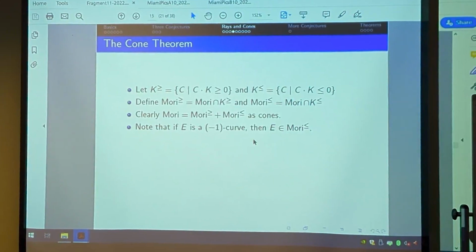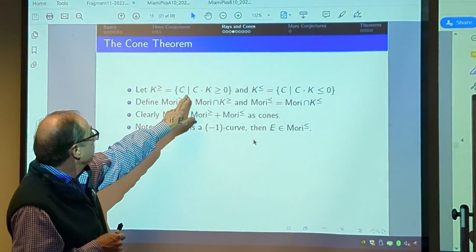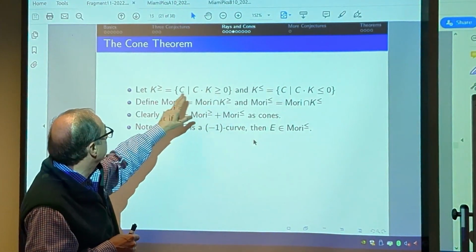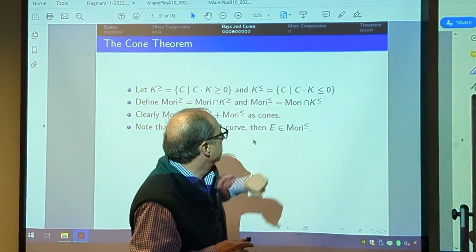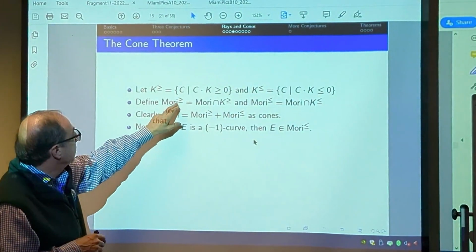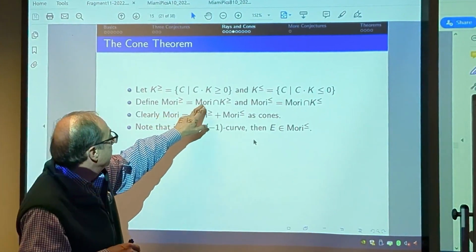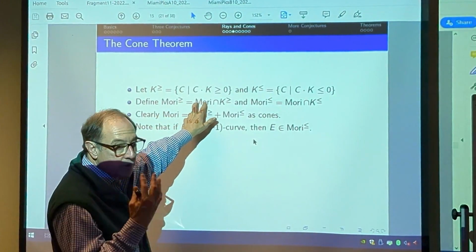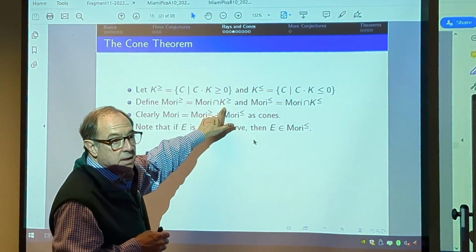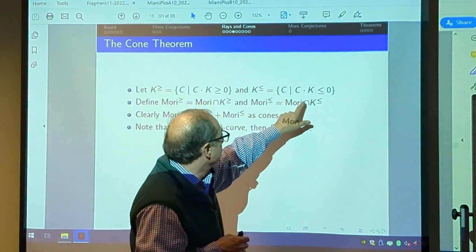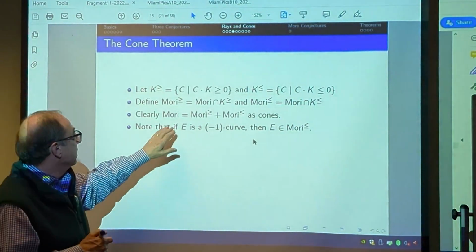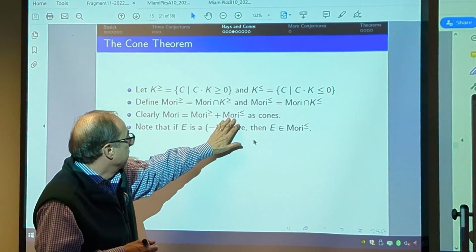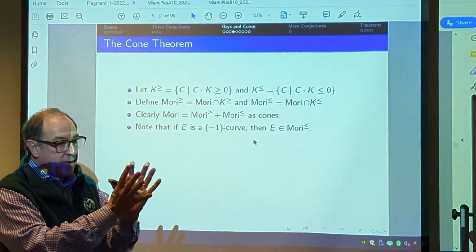All right. So what does Mori's cone theorem say about the situation? You look at all the curves that meet the canonical non-negatively, and call that K non-negative, and K non-positive dually. And you define the Mori non-negative part to be things in the Mori cone, the closure of the effective cone, which meet the canonical non-negatively. And similarly, the Mori non-positive part. And clearly, as cones, Mori non-negative plus Mori non-positive adds up to Mori.